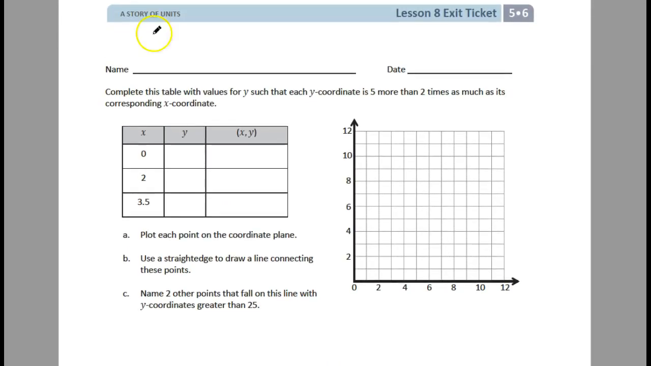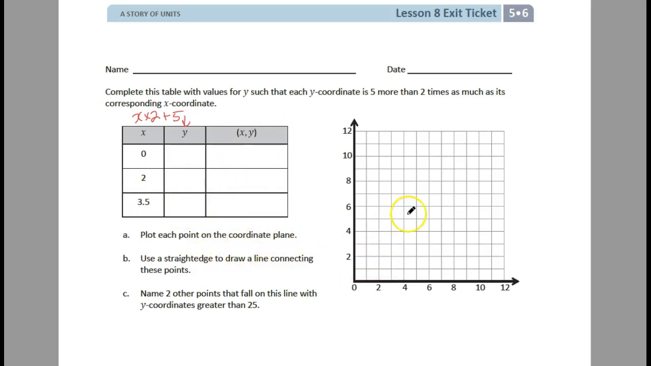Here's your exit ticket. So what are you doing? You are going to go through and complete this table. The value for y is such that each x coordinate is 5 more than 2 times as much. So x times 2 plus 5 will tell you what y is. So every time you're going to say, oh, x times 2, 0, and then 5 more. 2 times 2 plus 5. 3.5 times 2 plus 5. That will give you what you need.